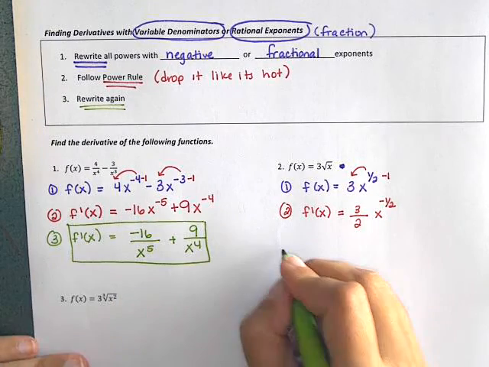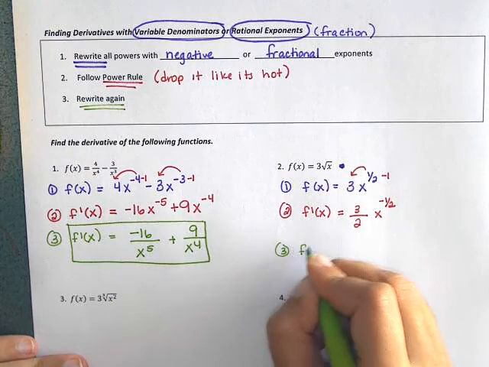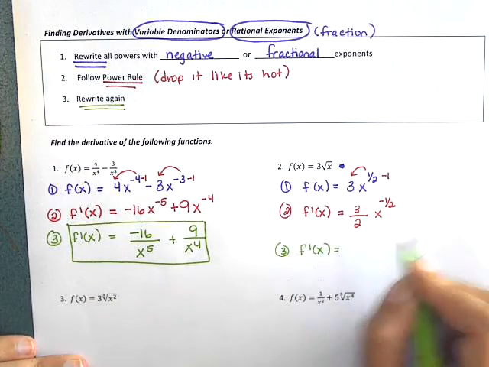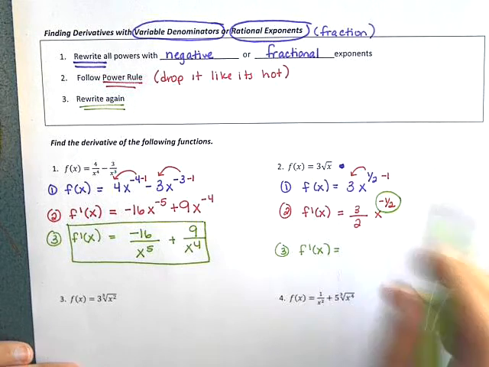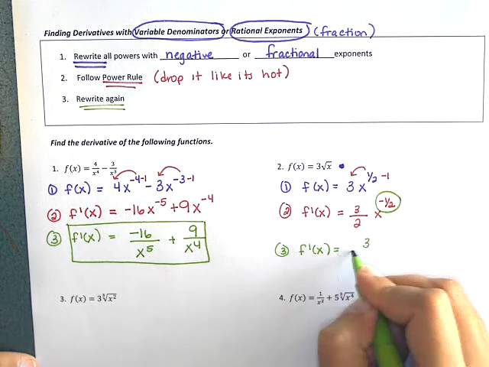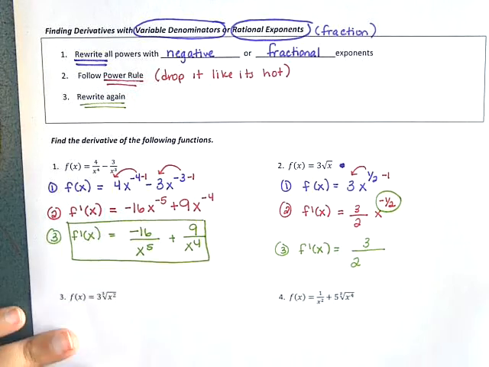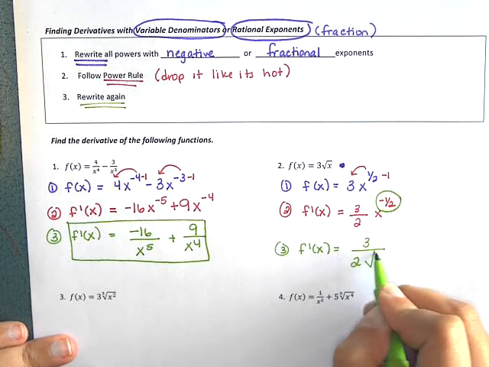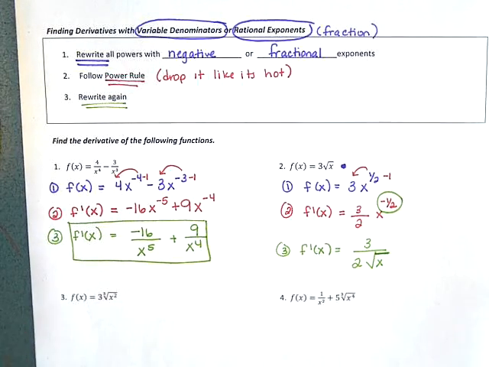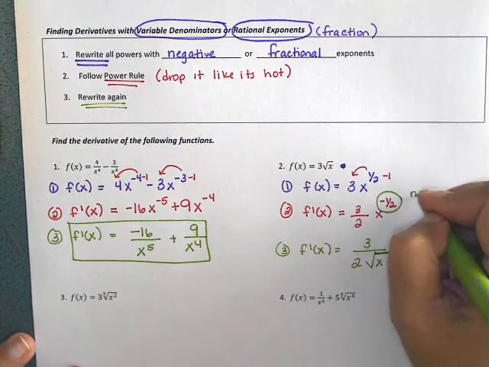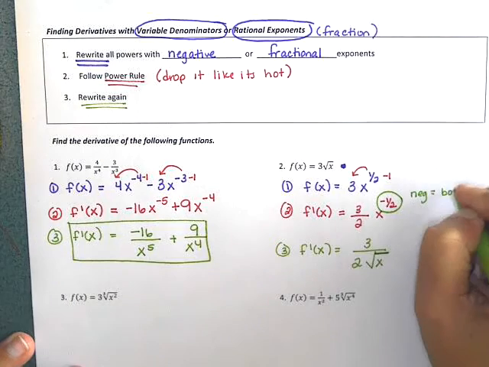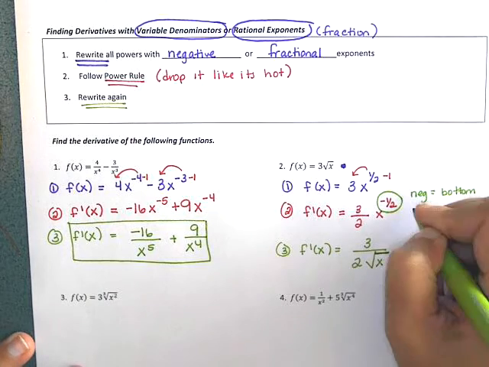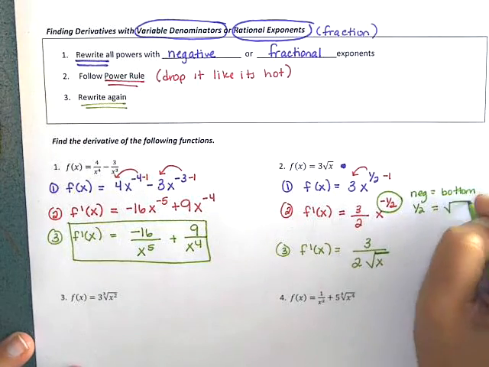Last but not least, rewrite it back in its original form. Because this is a negative power and it's a fraction, it's going to move to the bottom, and I'm going to rewrite it as a square root that happens to be on the bottom. So it's going to the bottom because it's negative. The 1/2 becomes a square root.